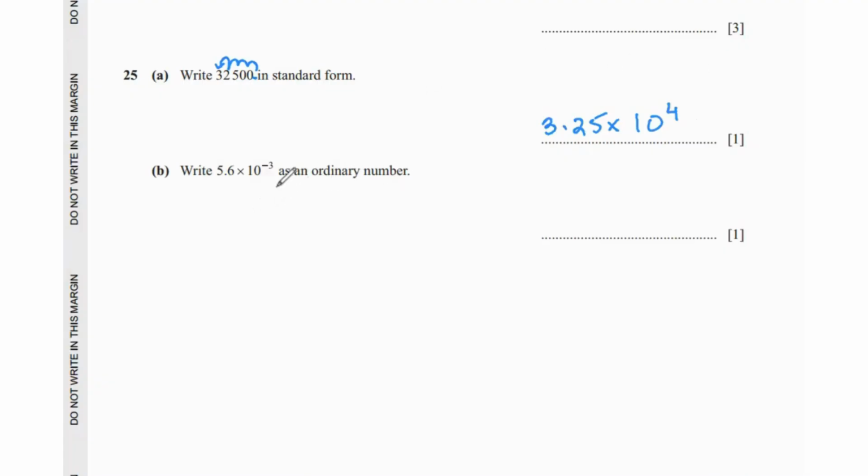Then now we have to write the standard form into an ordinary number. So for that, we need to get rid of the 10 to the power of this. So if it's 5.6 times 10 to the power of negative 3, that means we're going to move the decimal 3 places to the left. If the power is negative, the decimal moves to the left. If the power is positive, the decimal moves to the right. So it's going to be 1, 2, 3, which means it's going to be 0.0056. That is your number in ordinary form.